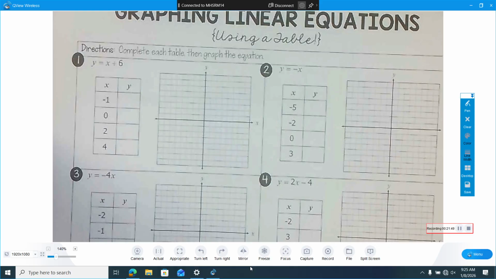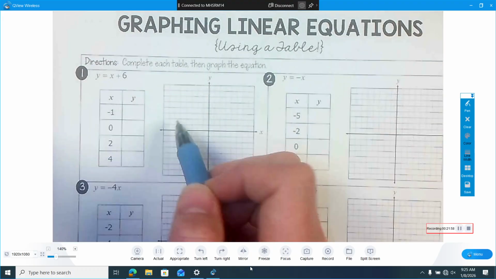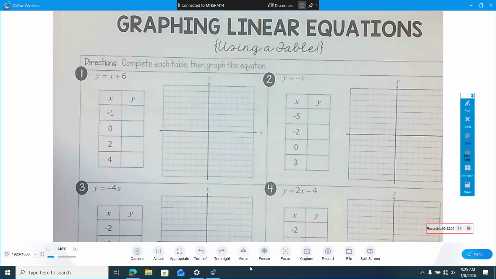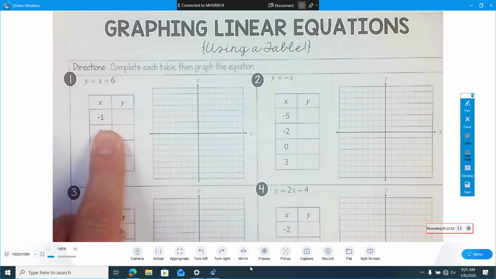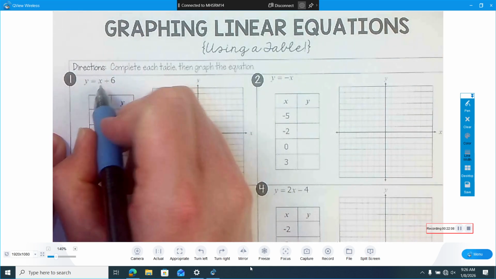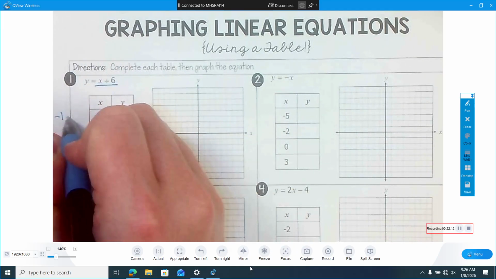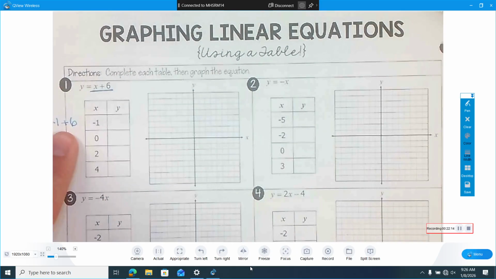What do you suppose you need to do for these? Yep. Plug in, find the y, and then graph those ordered pairs. Yes, ma'am. Very good. Can you use a calculator if you want to? Yeah. Could you write the rule if you needed to? Here's my rule right here. I'm going to plug in -1, so -1 plus 6. And what is that? 5.